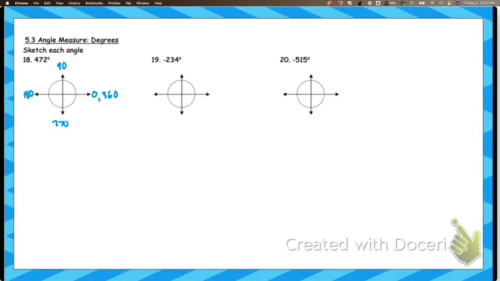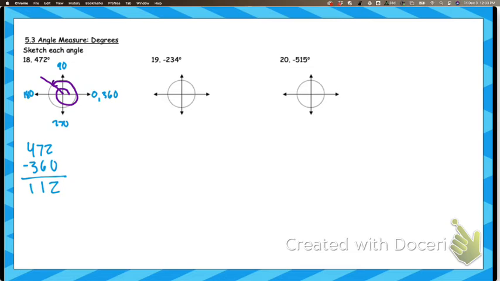So 472, that's more than a full circle. So what we would do first is we would find that coterminal angle, and then we'll figure out where 112 goes. Well, 112 is in between 90 and 180. But to draw that arrow, remember, we're not graphing 112, we're graphing 472. So I'm going to do a full circle and then end at that side.